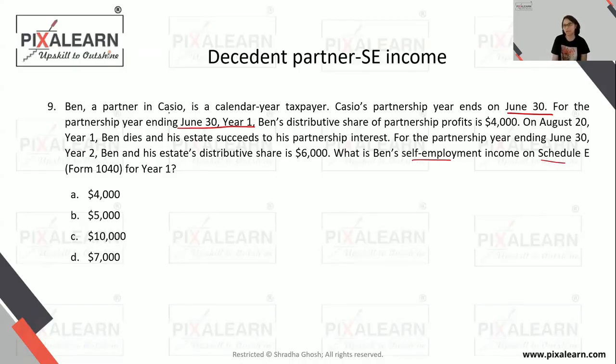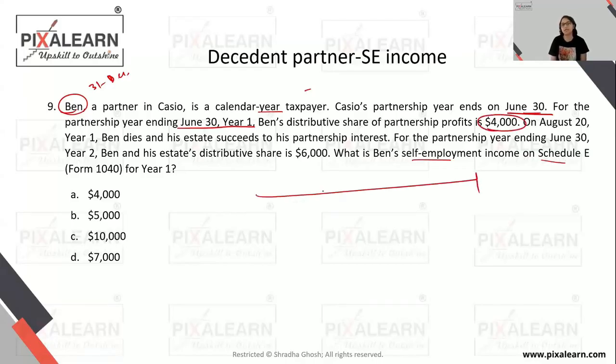Ben is a partner in a partnership, and he is a calendar year taxpayer. That means the year is calendar, so the tax year ends on 31st of December. The partnership in which he's a partner ends on June 30th. For the partnership year ending June 30th year 1, Ben's distributive share of partnership profits was $4,000.